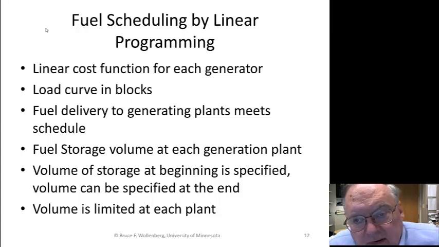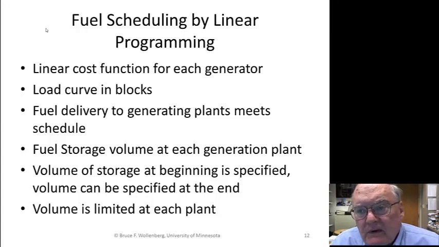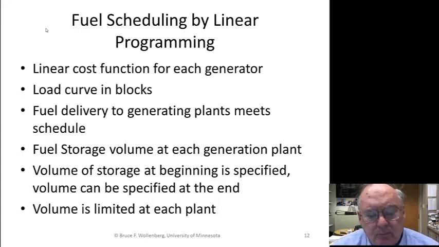Another method of scheduling is linear programming. In this very simple example, we can model some very, very complex processes of transportation and fuel delivery and fuel storage. Large electric companies with large groups of generators will be scheduling coal, fuel oil, and gas over long periods of time in order to get the best mix and the best overall economy for all of their generators. And linear programming is the ideal tool to use for that process.